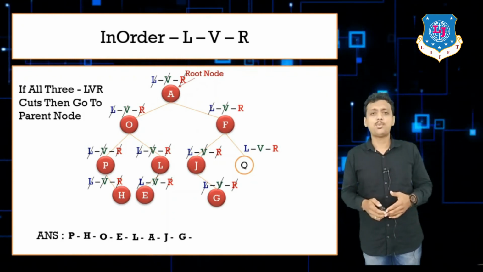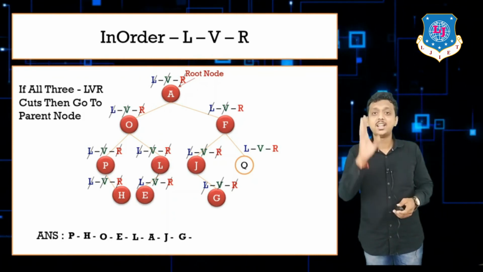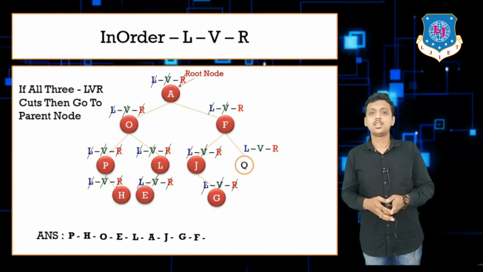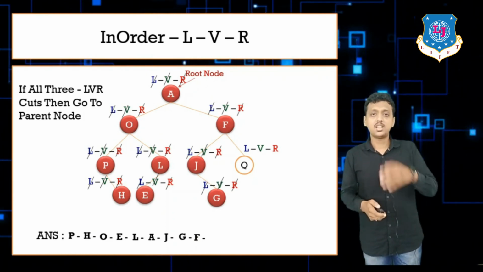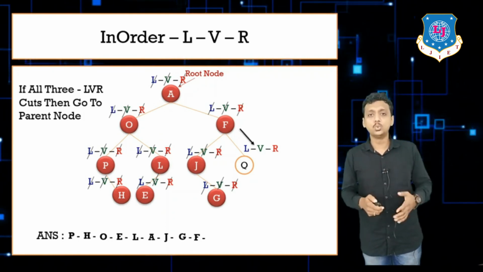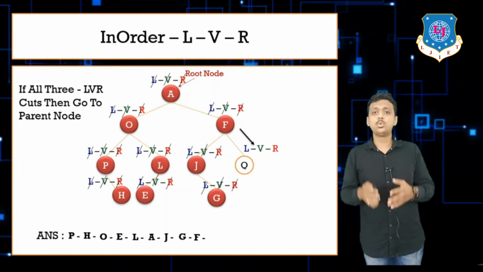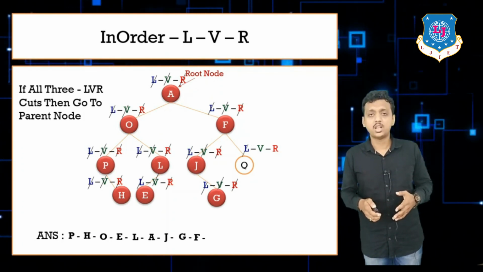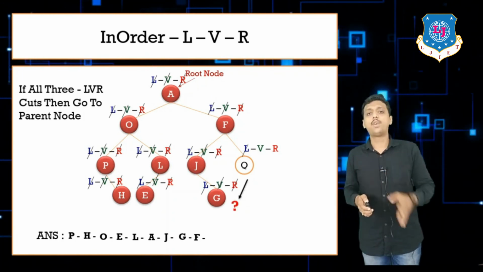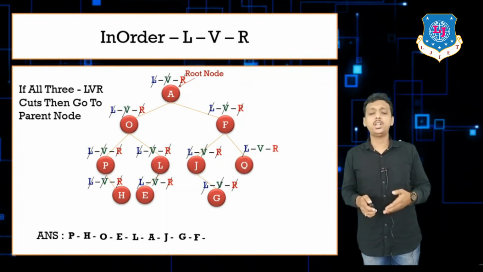Next operation we need to perform is R. What is the next operation? That is R. Okay. So just you need to move towards the right side of F. Cut down the R, then move towards the right side of F, that is Q. So now perform the left of Q. Is there anything on the left of Q? Cut down L, just check it out. No. Fine. The next is visit. So just visit Q and write it down in the answer.